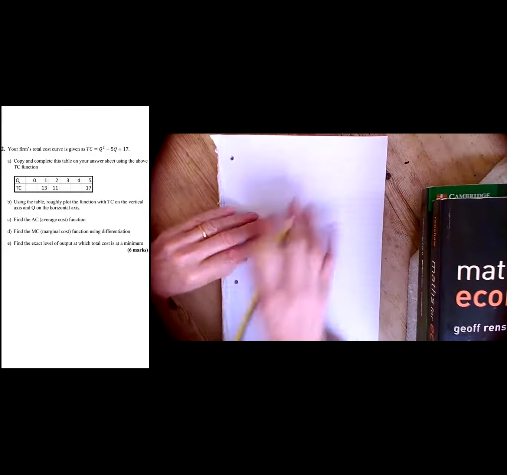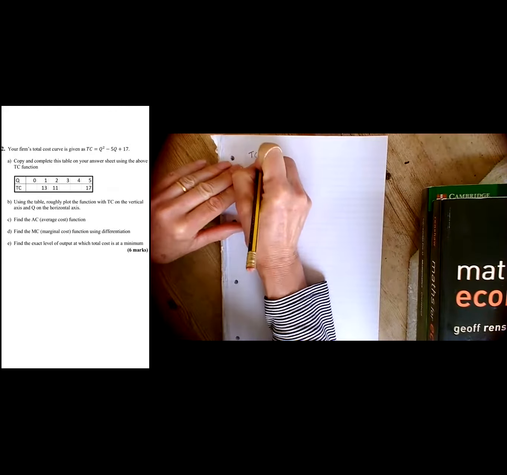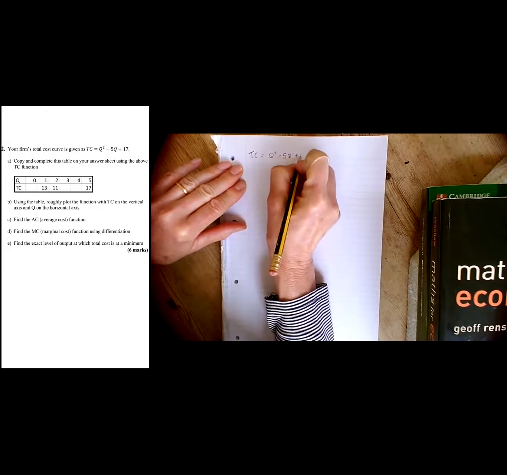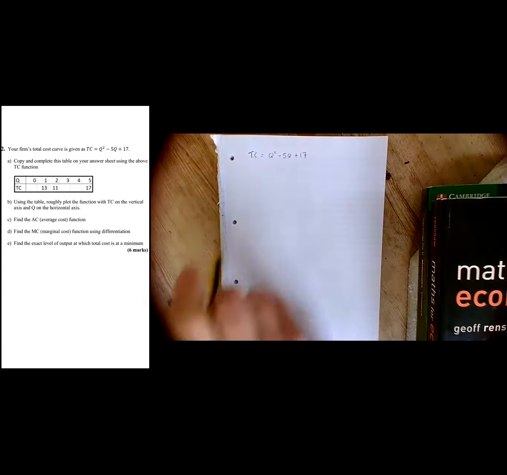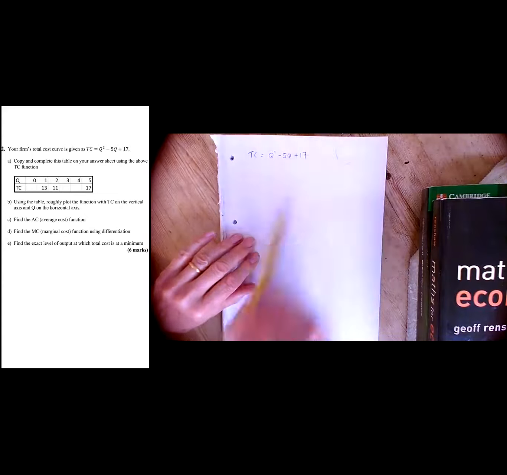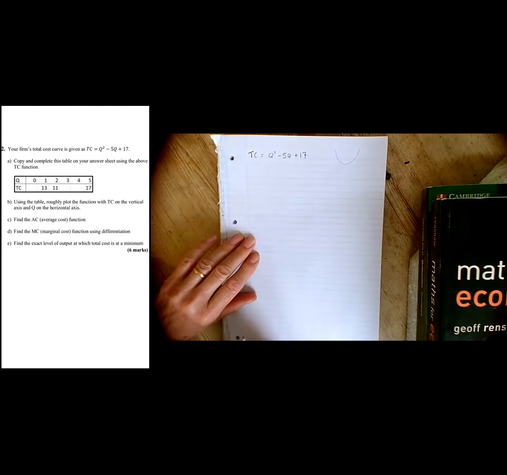Okay, question 2. We have a total cost function of q squared minus 5q plus 17. So this is not a straight line, this is a quadratic. It's going to be a curve that's vaguely that shaped. First, we're asked to complete a table.